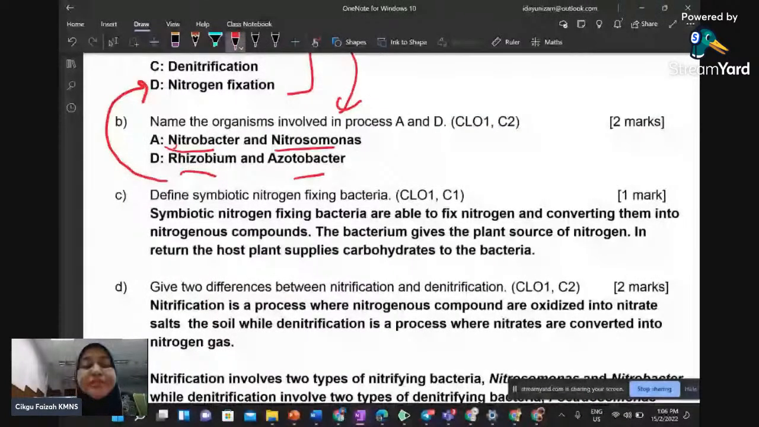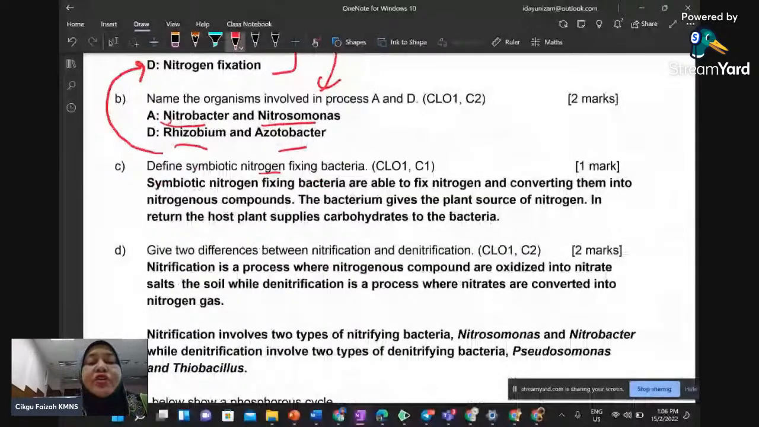Okay, next, define symbiotic nitrogen fixation bacteria. Okay, nitrogen fixing bacteria is a very powerful bacteria that fixes the nitrogen in the atmosphere, right? Convert it into a nitrogenous compound, such as nitrate, kelas. So the bacteria will give the plant a source of nitrogen, and as well as the plant gives the bacteria food, pokok tadi bagi perumah. So this is how they live in symbiosis. Right? Okay, macam pokok legum kelas.